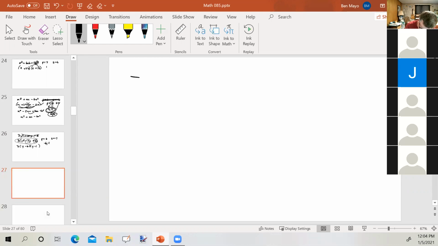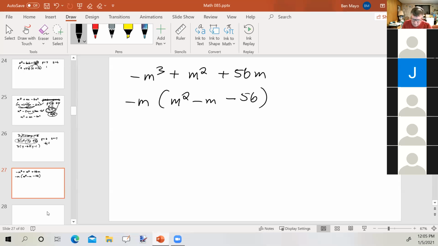Let's see here. -m cubed plus m squared plus 56m. Well, this is in standard form in terms of m. There's a greatest common factor, which is an m. But my leading coefficient is negative, and I'd like it to be positive. So I'm going to take out the opposite of the greatest common factor. I'm going to factor out a -m. Okay? So then I'm going to get m squared minus m minus 56. Be careful there. So far, so good.